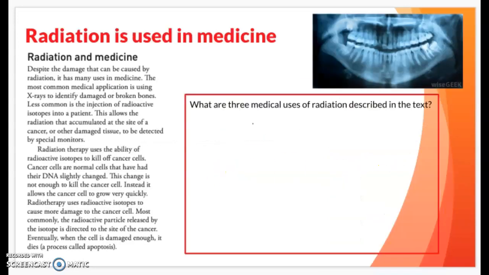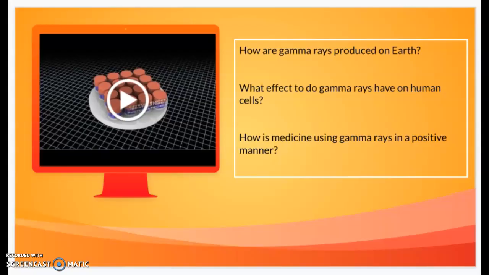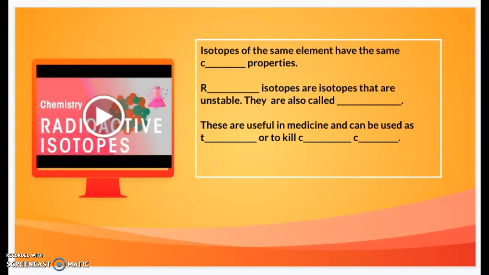Okay. And lastly, there are positive uses for it as well. We can use it in medicine for things like x-rays and radiation therapy, to kill off cancer cells. So please have a read of that, okay? Lastly, there are 2 last videos to go over: how a gamma ray is produced, what effect it has on cells, and how it is used positively, so we've addressed some of that already. And then lastly, isotopes of the same element have the same chemical properties. Radioisotopes are isotopes that are unstable, radioactive, sorry. Then you want to watch this video to help you finish the rest off, okay? It can be used as treatment to kill cancer cells. Good luck, team, and reach out for any help as you need.